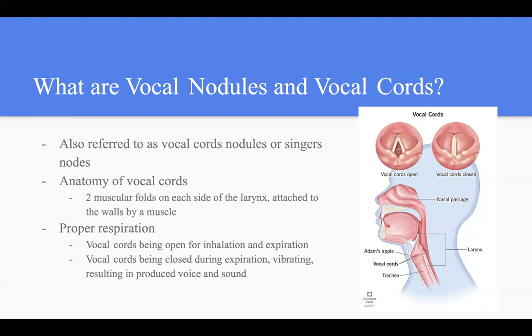Vocal cords are located in the middle of one's larynx or their voice box. They are folds of muscle which are attached at their outer edges to the larynx wall by a muscle to be able to change their position for voicing. One's larynx sits on top of their trachea or their windpipe, a tube which allows for air to move in and out of their lungs.